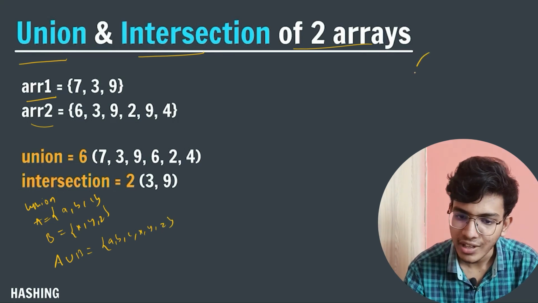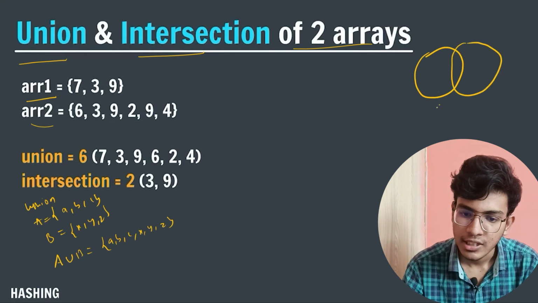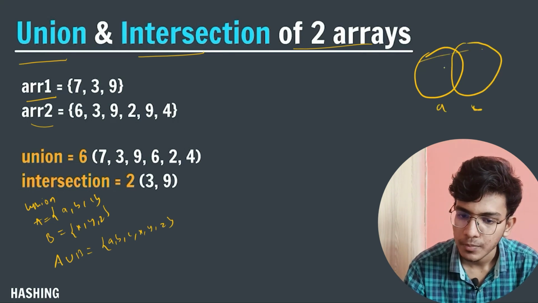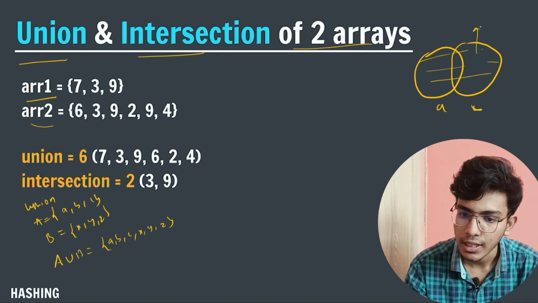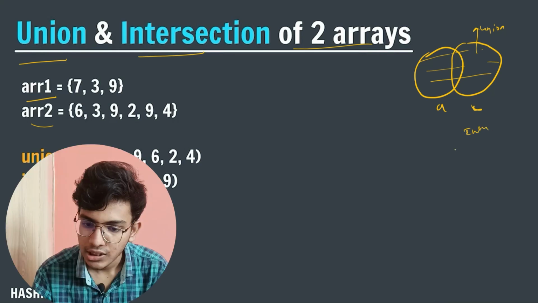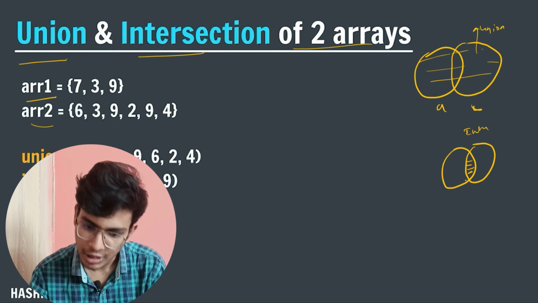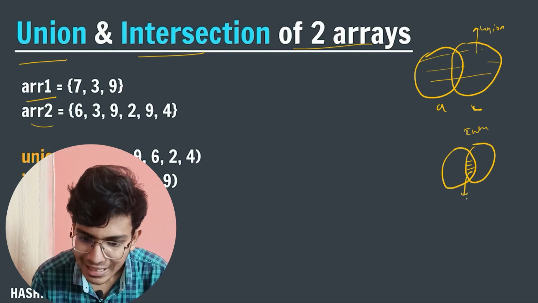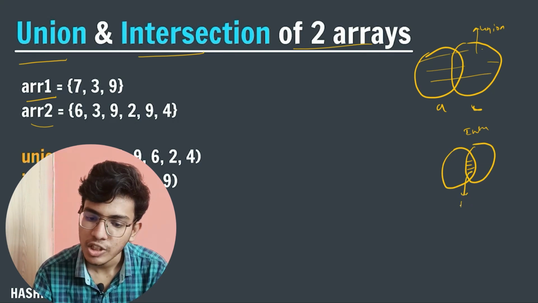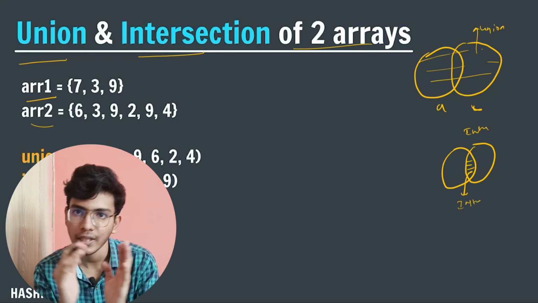So a union, if I show you in the form of a Venn diagram, let's say this is A, this is B, then the union will be this, right? This will be my union. And intersection would be, let's say this is A and this is B, whatever the common elements we are having in between them, that particular thing will become my intersection of A and B. This is the mathematical concept behind union and intersection.